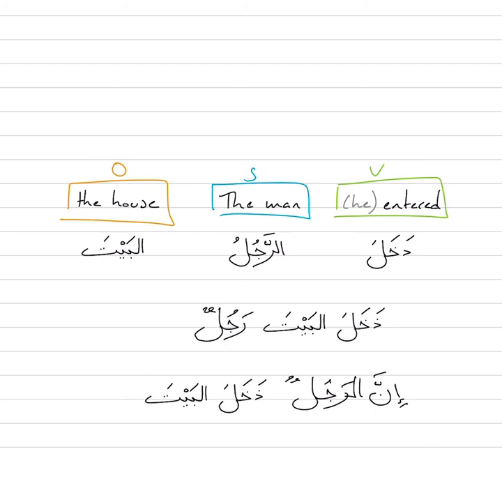So, since we have inna, it can drag this indefinite man forward, yeah? Inna rajulun. And then the structure carries on as normal, yeah? The verb and then the object. We drag this subject to the front, which is why the verb and the object come second, yeah? The verb and the object come second because this subject was dragged to the front because of the inna.